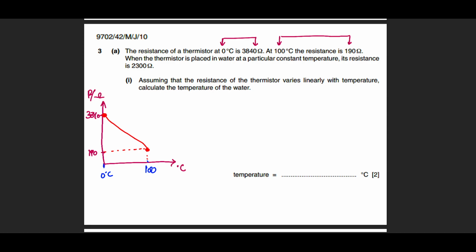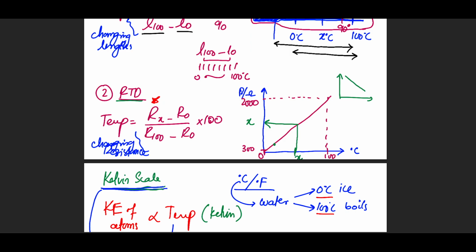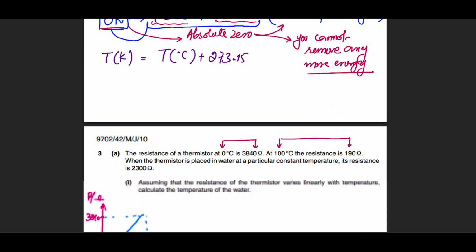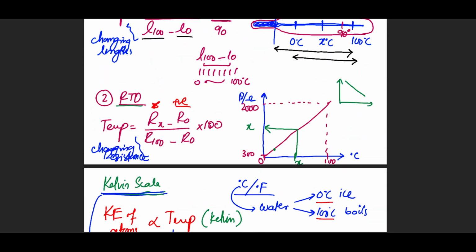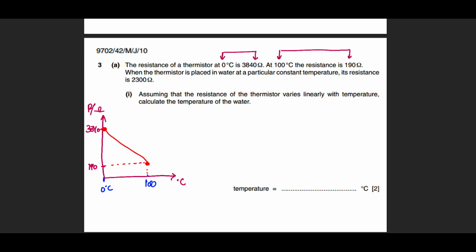Now, you cannot use the conventional RTD resistance temperature formula that I've just discussed over here. We can't do that because this was designed for a positive temperature coefficient, like the graph is supposed to go upwards. That is going to be a y equals mx plus c equation with a positive gradient. But this one already has a negative gradient. So what to do in such a situation?